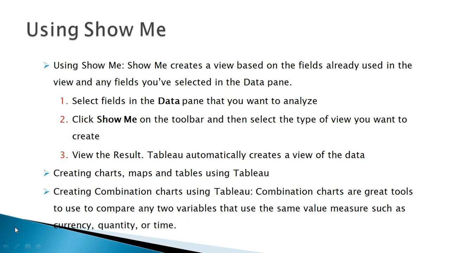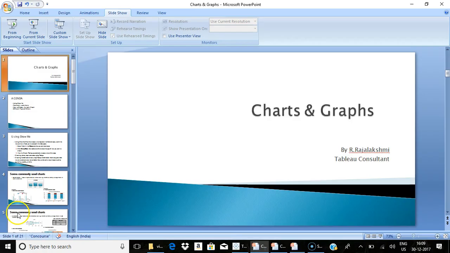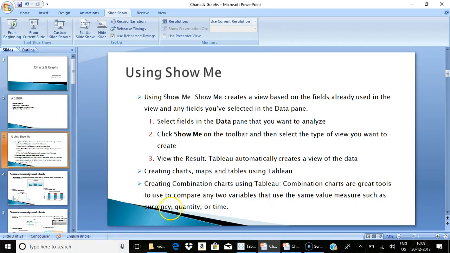Show Me selects fields in the data pane that you want to analyze. That is, first you have to select, for example, if I want to show the sales of each customer, so let me select the customer dimension and sales and click on Show Me. Show Me helps me to choose all the possible visualizations for that particular requirement. Let's go for the live demo.